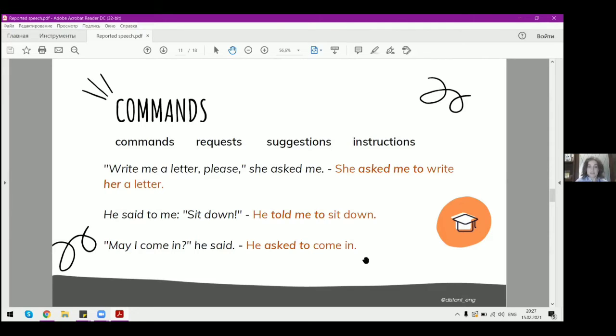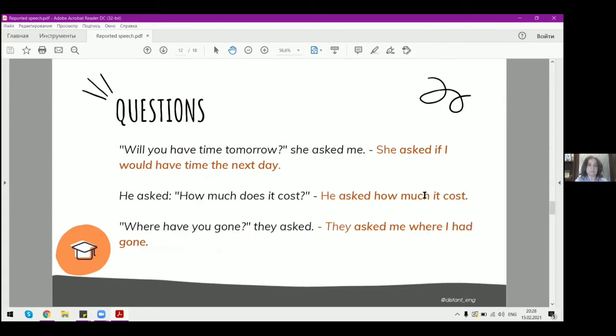He asked to come in. It's like he wanted to do that. He asked, you may say us, but it will be like we should come in. So he asked about himself, if he can come in. You see that? Yeah, he's asking for permission. So he asked to come in. Well, that's about commands. I hope that you're following exactly, because we are moving forward.